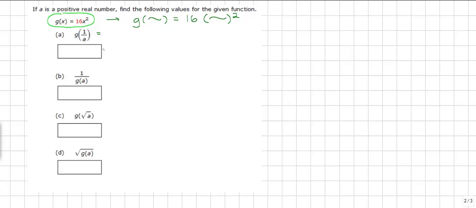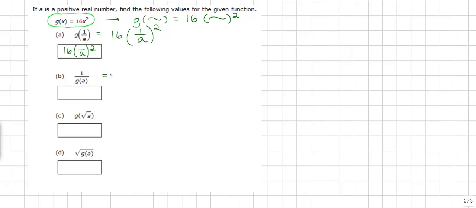So it doesn't really matter what's in the parentheses, you're going to square it and multiply it by 16. So when I see g of the quantity 1 over a, then I think it's 16 times 1 over a quantity squared. And in this particular case, you do have to type symbols, so anytime you're typing symbols, the calc pad will pop up, and you do not have to simplify your answer at all. So I'll type it in as 16 times the quantity 1 over a squared.